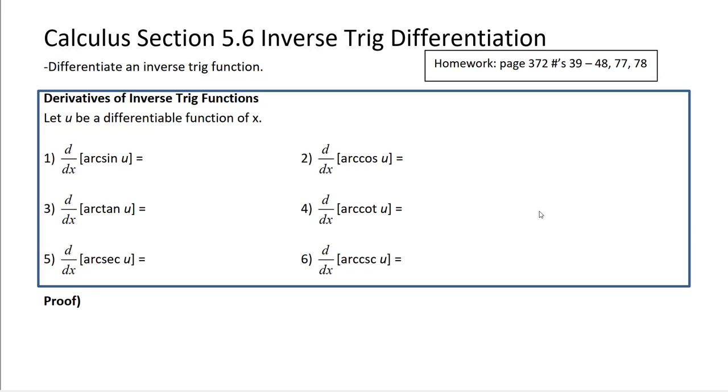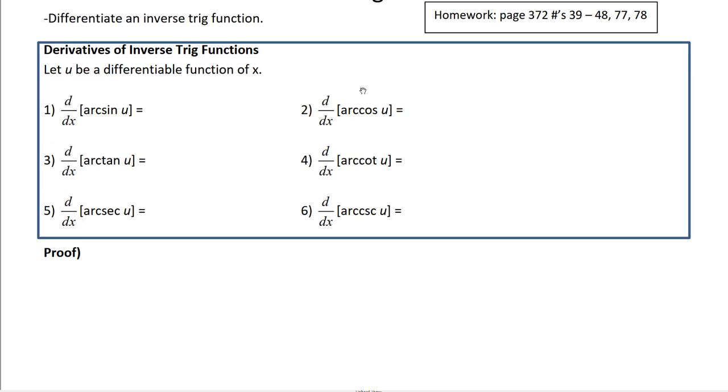Alright, this is the last section in 5.6, inverse trig differentiation. Basically there are 6 functions, like arcsine, arcsecant, arctangent, and we've got to find the derivative of all of them. There are some proofs at the bottom, but I'm not going to spend time on the proofs. You can look in your notes for that. We want to differentiate inverse trig functions.